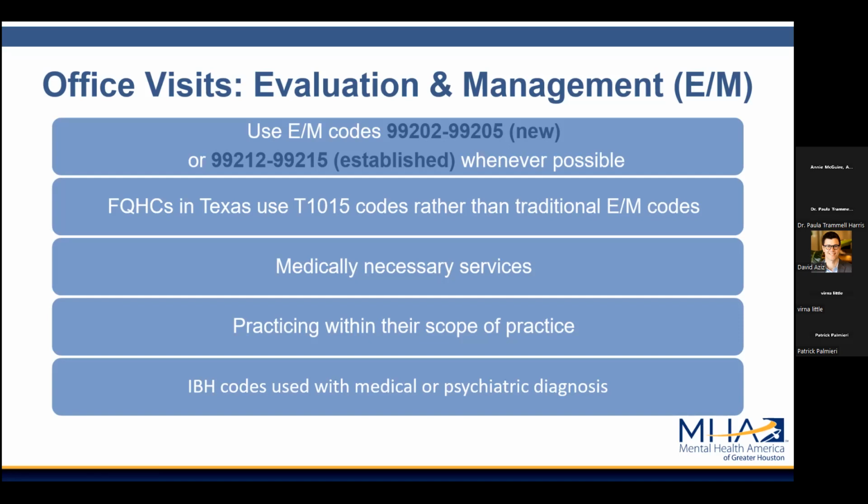And for FQHCs, they don't have necessarily these specific E&M codes. They use something called T codes, and what's equivalent to that is the T1015. Therefore, medically necessary services, obviously when we're practicing in the scope of their license, and integrated behavioral health codes should be used along with E&M codes, right?